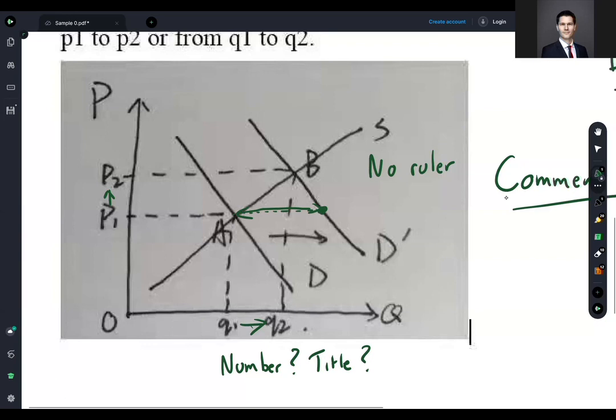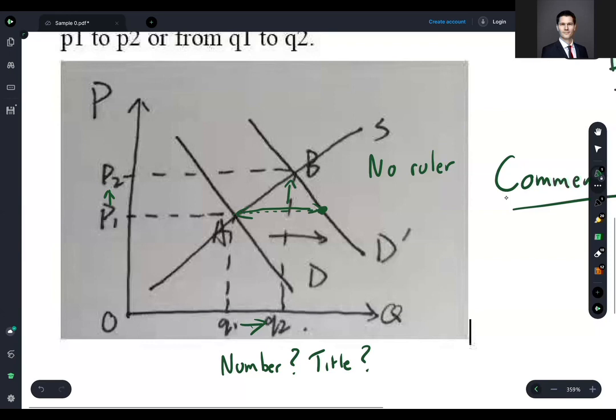And on the other hand, suppliers have an incentive to increase the price because, again, they see that there are more buyers than the quantity that they are willing and able to sell at that price. So both buyers and sellers have an incentive to raise the price. So the price will increase.